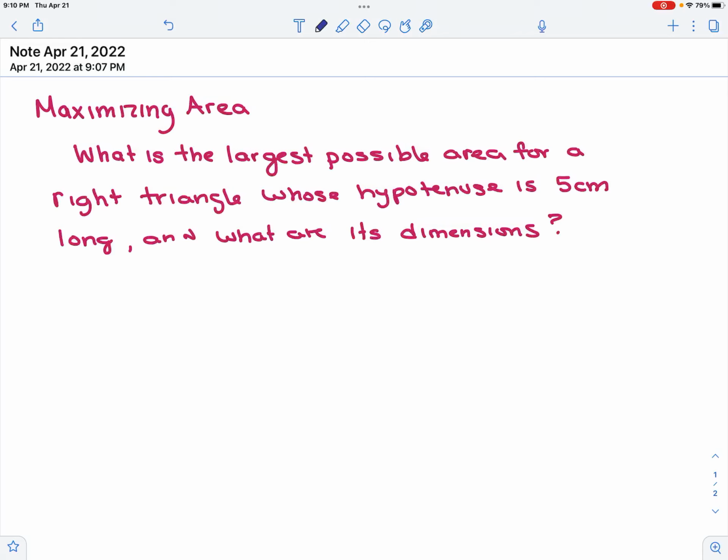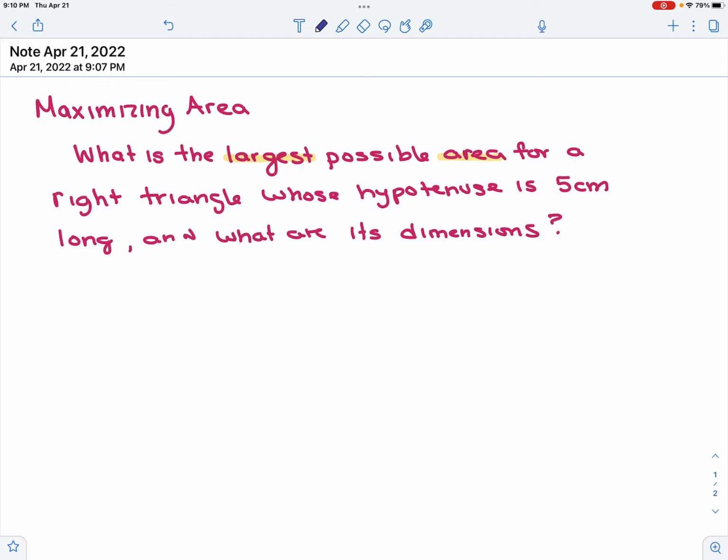Okay, we're going to take a look at finding the maximum area here. So this is an optimization question. It says, what is the largest possible area for a right triangle whose hypotenuse is 5 centimeters long, and what are its dimensions? So the key word here is largest area. So this is how we know it's an optimization.